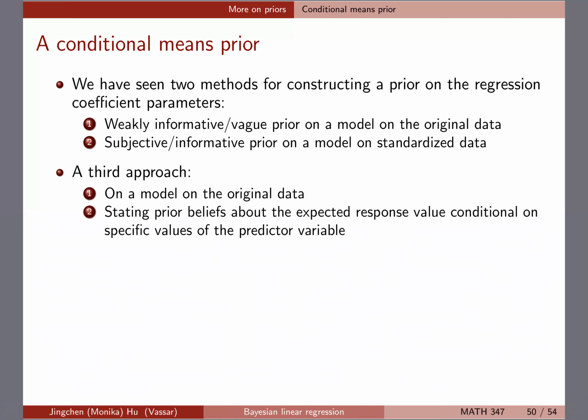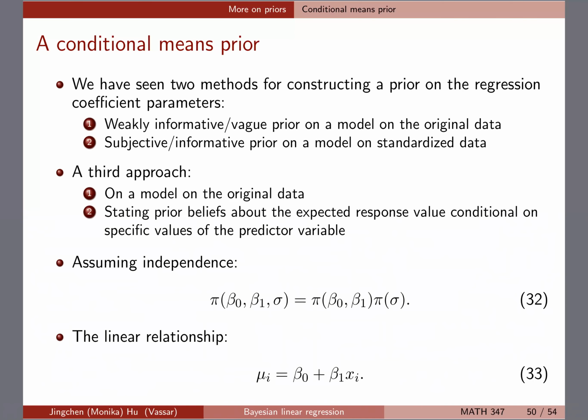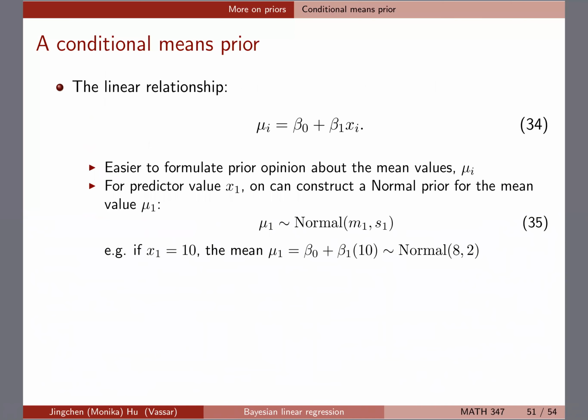Okay, so instead of working with beta 0 and beta 1, we're going to work with mu1 and mu2. And the thing is, because you only have two unknowns, and you have two conditional means here, two unknowns and two equations, you can solve for the other two. Say I don't know beta 0 and beta 1, but if I have mu1, mu2, and x1, x2, I know those values, I can express my beta 0 and beta 1 by solving it, and then that can translate into a prior specification. Okay? So again, we're going to assume independence for all of the parameters, and then we focus on this linear relationship in equation 33, which we have seen many times.